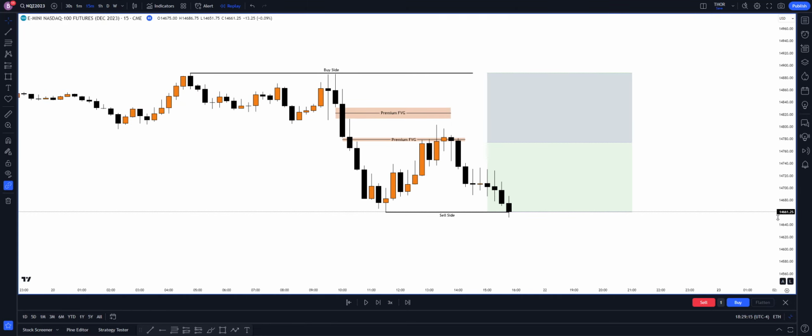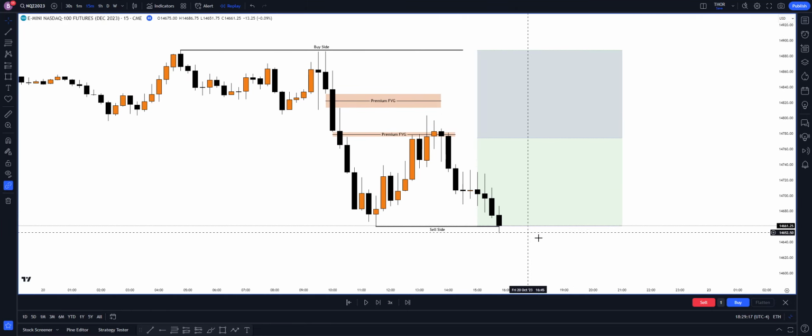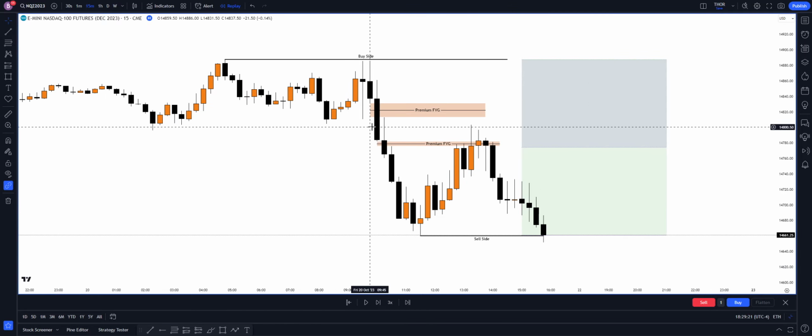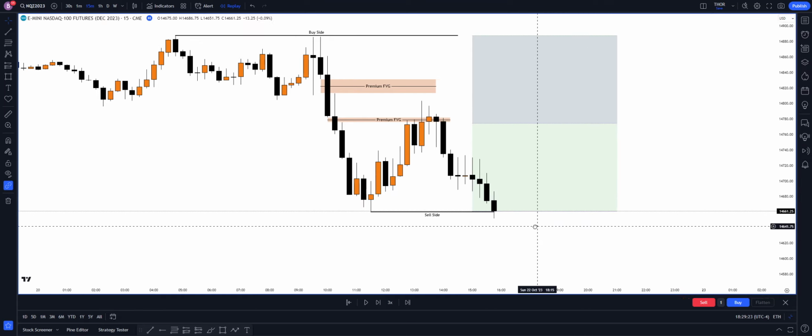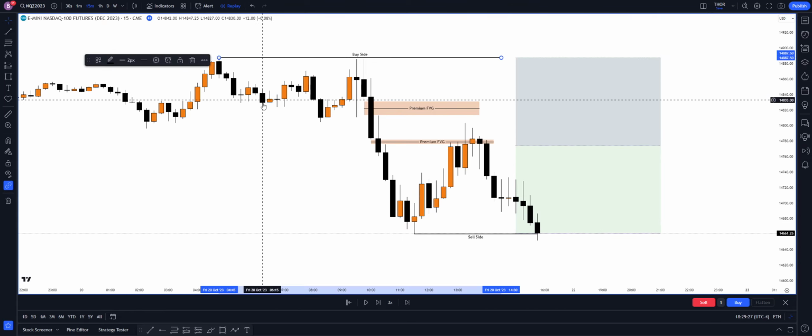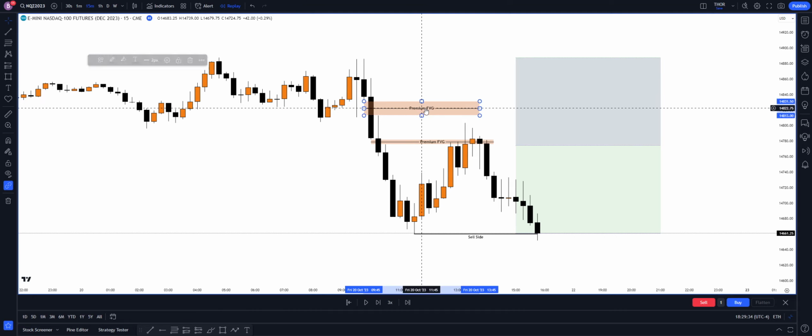Now, let me try to find another example. This one is the same framework, but this gives a reversal model, which is more advanced. I do not recommend trading this one, but if you want to, tape read or back test it, feel free to do so. That's why I would like to show it to you right now.